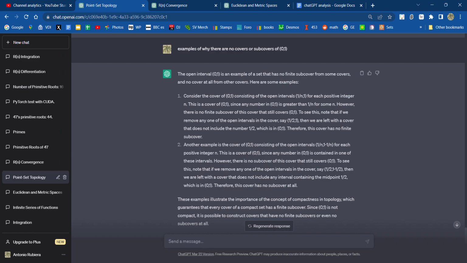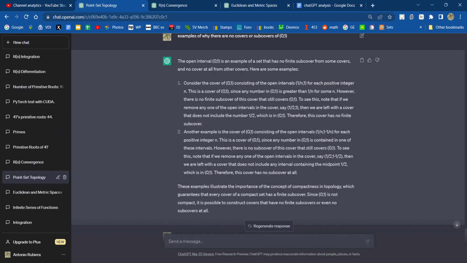Examples of why there are no covers or subcovers of 0 to 1 open. Goes into a detailed example. More material that I'll have to revisit in my study of analysis for sure. And it goes back again to the use in item 2 of the interval from 1 over n to 1 minus 1 over n open.